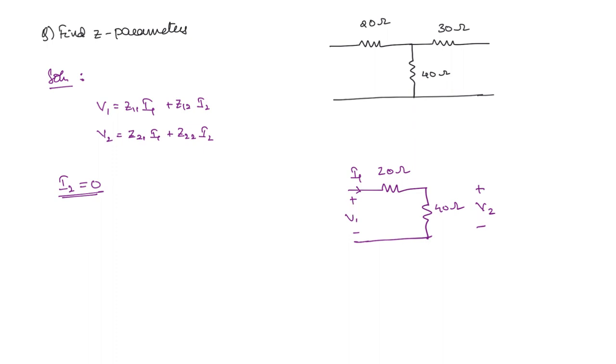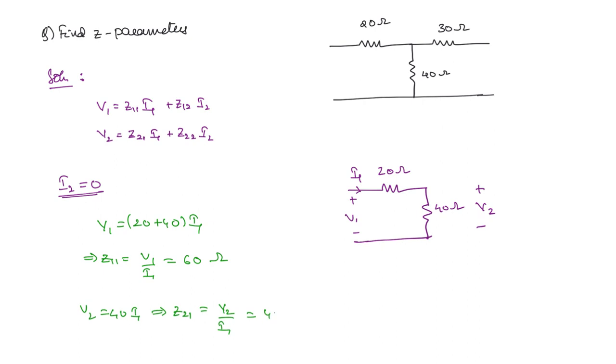Now if you see the circuit, V1 is equal to 20 plus 40 into I1, right? So you write V1 is equal to 20 plus 40 into I1. So you will get Z11 is equal to V1 by I1, which is 60 ohms. Now what about the relationship between V2 and I1? So you can see that V2 is equal to 40 times the current flowing through this, which is nothing but I1. So V2 is equal to 40 I1 implies that Z21 is equal to V2 by I1, which is 40 ohms.